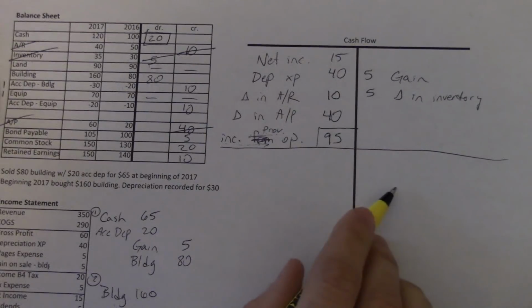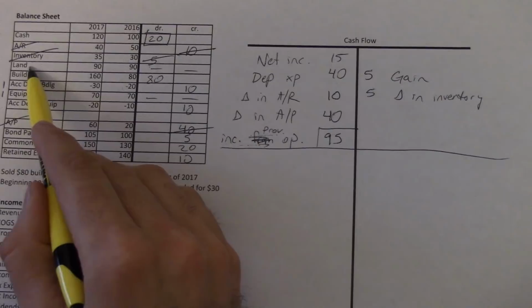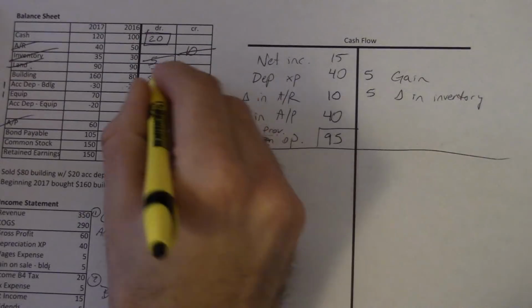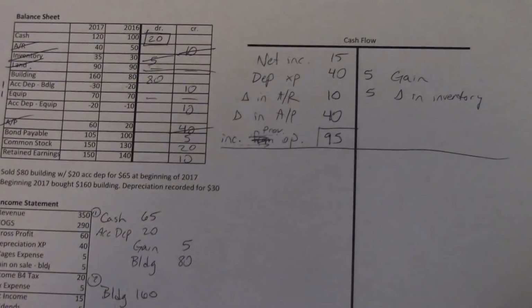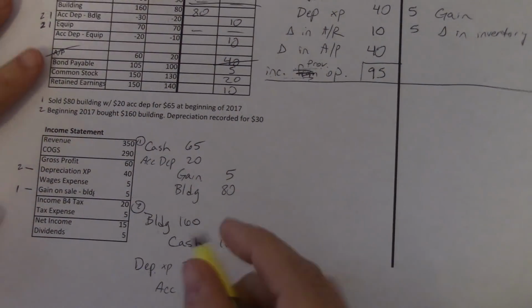Okay, we'll go into our investing section, which includes long-term assets. So land is a long-term asset. Land had no change, so we don't have to do anything with it. The building, why did I not mark it? Okay, I realize I did something wrong already.